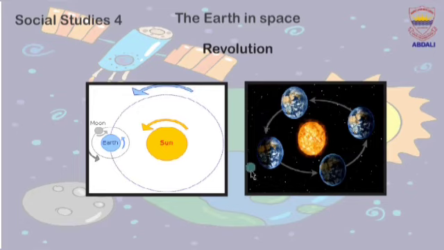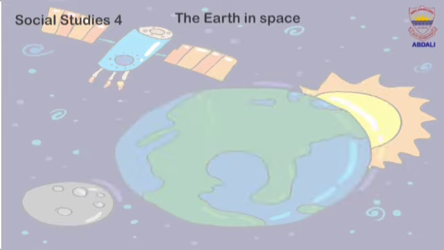My dear students, can you explain the difference between rotation and revolution? In rotation, the earth moves around its own axis. And in revolution, the earth moves around the sun.